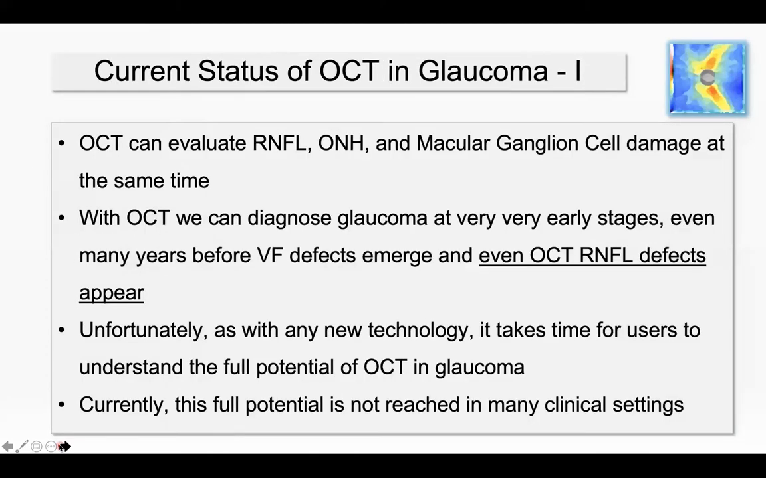The current status of OCT in glaucoma is very important to us. OCT can evaluate the RNFL, optic nerve head, and macular ganglion cell damage at the same time. With OCT, we can diagnose glaucoma at very early stages, many years before visual field defects emerge, and even before OCT RNFL defects appear. Unfortunately, as with any new technology, it takes time for users to understand the full potential, and currently, I think it's not reached in many clinical settings.